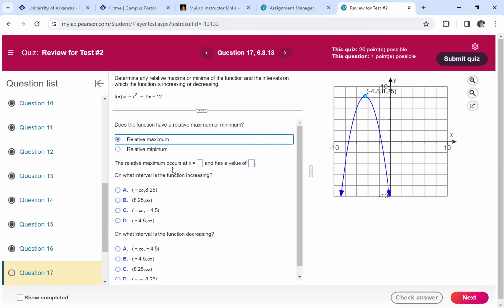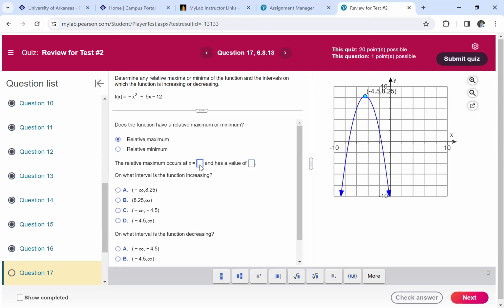And then it says the maximum occurs at what x value? Well, y'all, my x value on this is that what, -4.5? And has a value of, well, that's the y value, which is 8.25. So that tells me the highest y value on this parabola is that 8.25.